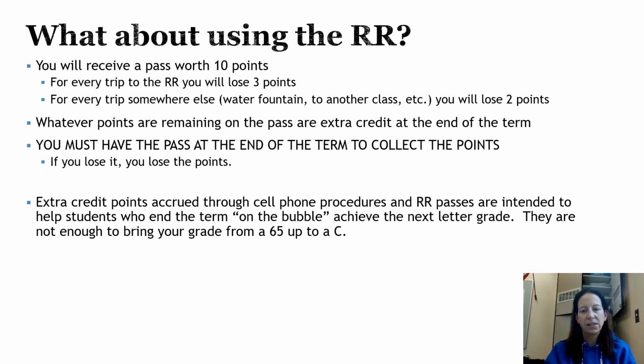So if you end with a 78 or 79, and then we put in the restroom passes and the cell phone points, and it'll nudge you up to the B that you really wanted to make AB honor roll. It is not going to bring your 65 up to a C. There'll be way too many other points in your grade for that to happen.